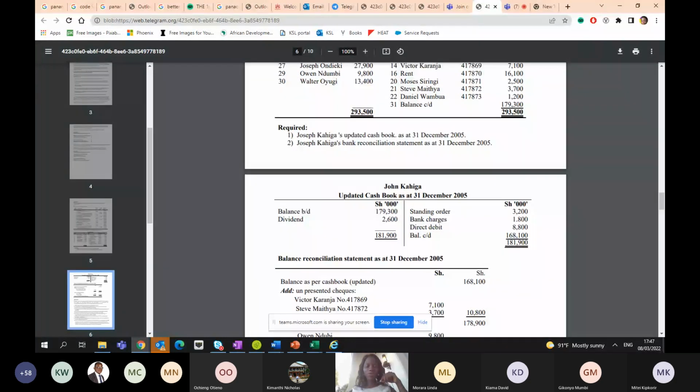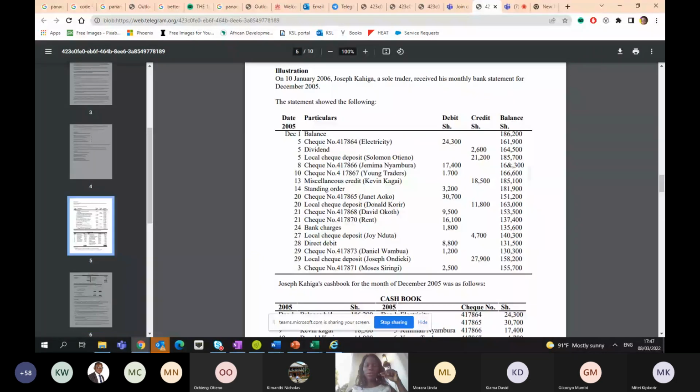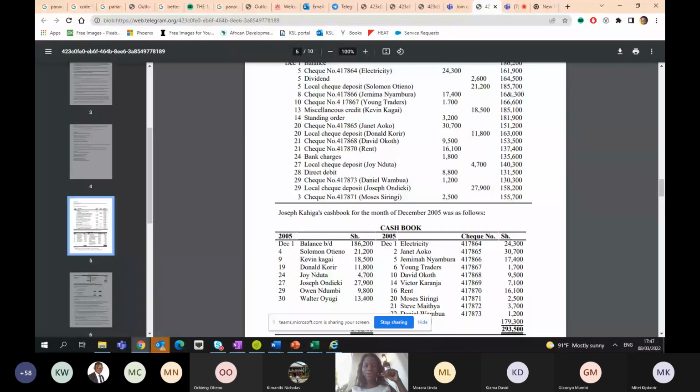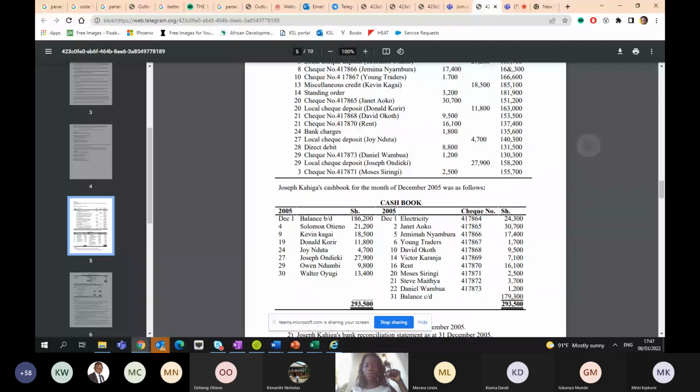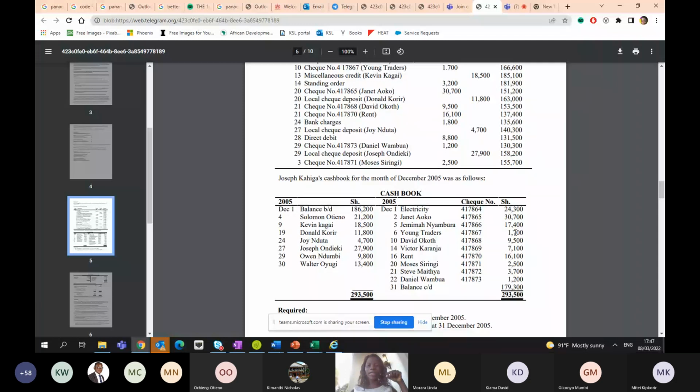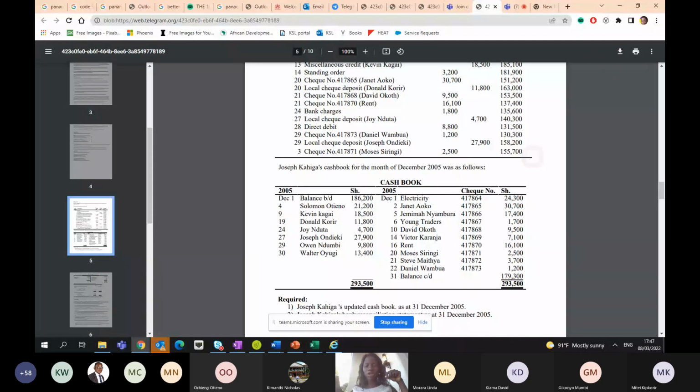Then we move to the next one, which is local check deposit. This deposit is by Solomon. It's 21,200, and we can see it here, so we don't need to correct it. Then the next one is a check by Nyambura, which is a payment out. So basically, is it on the right side? Yes, it's 17,400. Then we look at another check, which is also going out, of 1,700 by Young Traders. It's here, so we don't need to correct it.